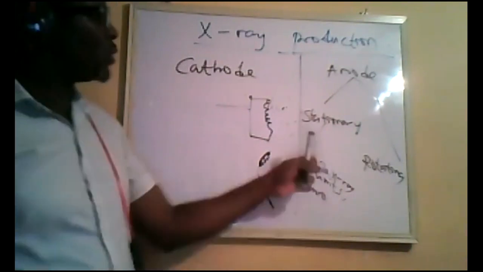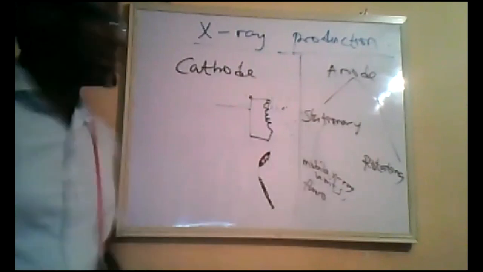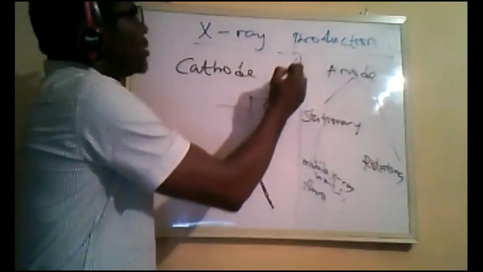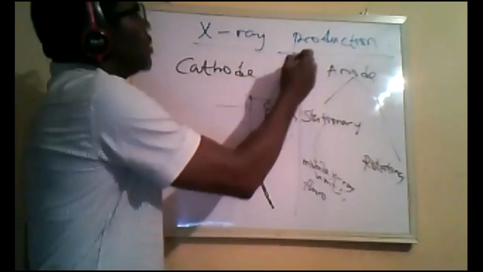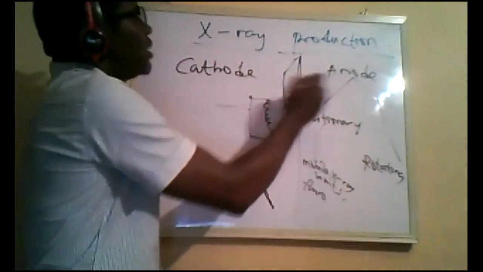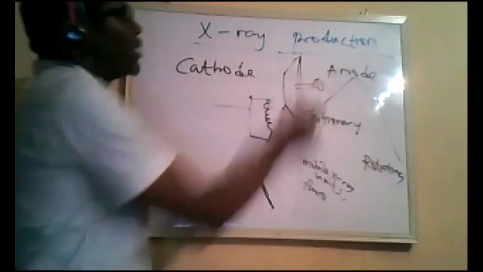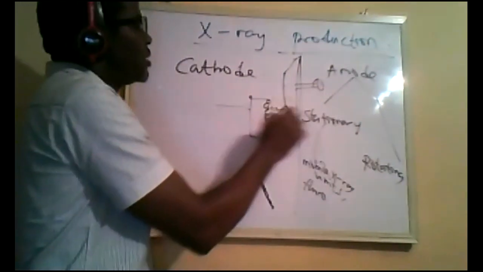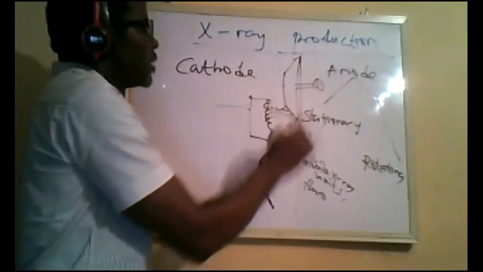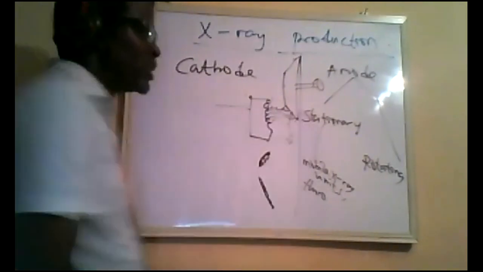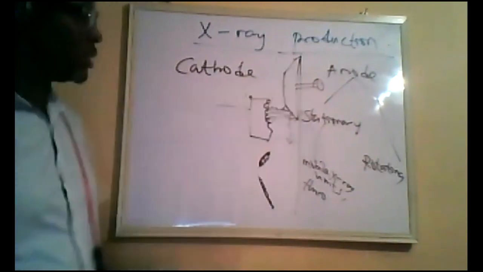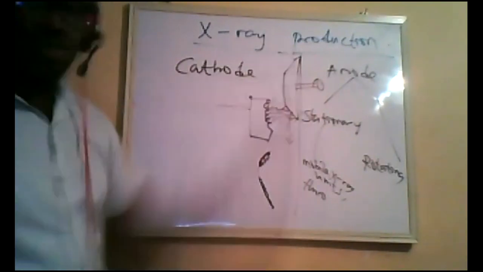Why? For a stationary one, the anode isn't rotating. So the electrons will just be impinging here and going down. This one is not rotating. After some time, you shut it down, and it continues to cool again.